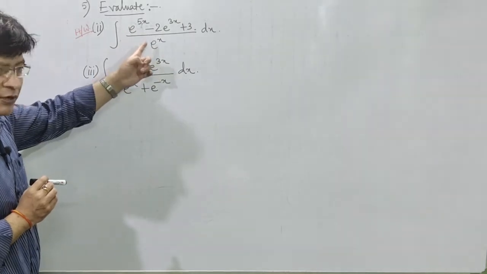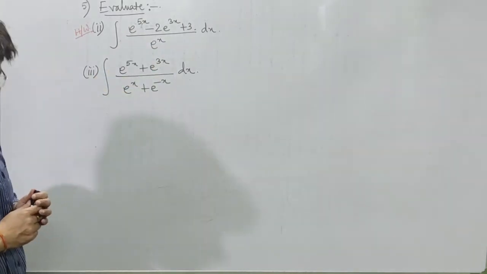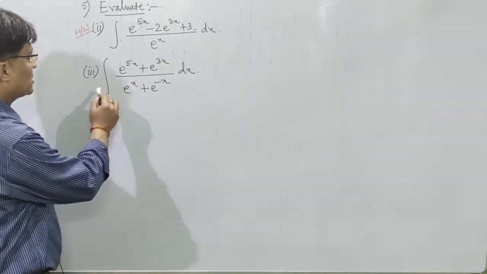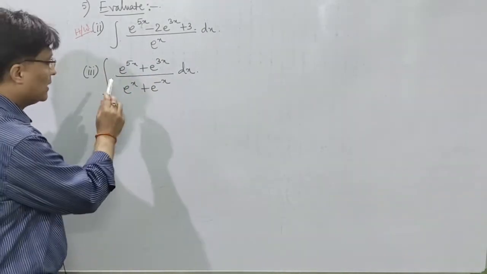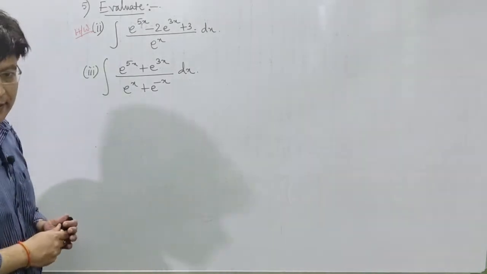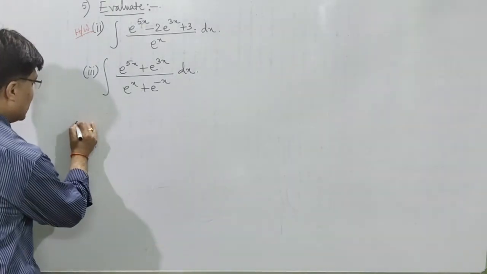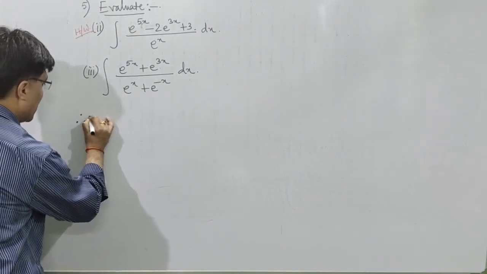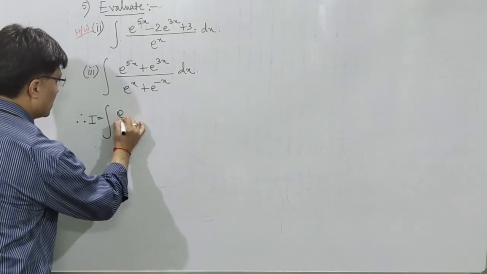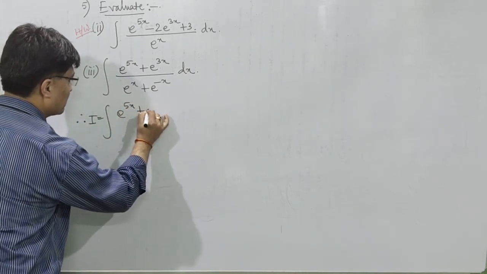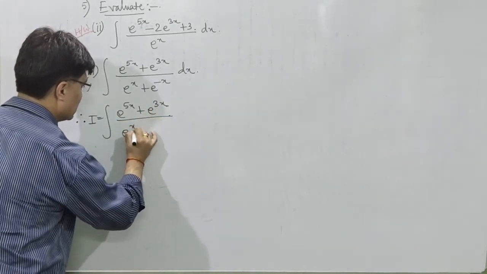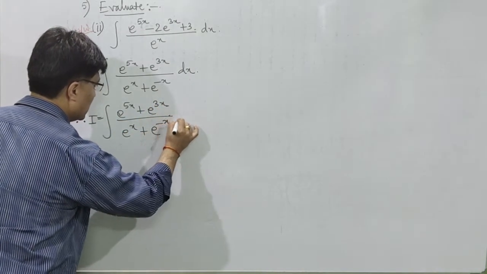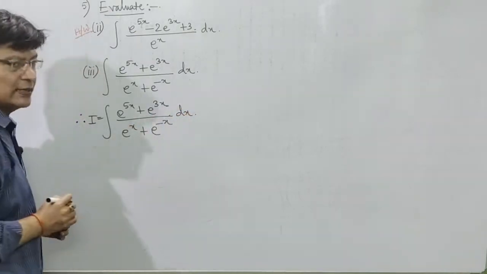Okay, so this is your homework. Now let's do question number 3. It is integration of e to the power 5x plus e to the power 3x divided by e to the power x plus e to the power minus x dx. Let us write here I is equal to integration of e to the power 5x plus e to the power 3x divided by e to the power x plus e to the power minus x dx.